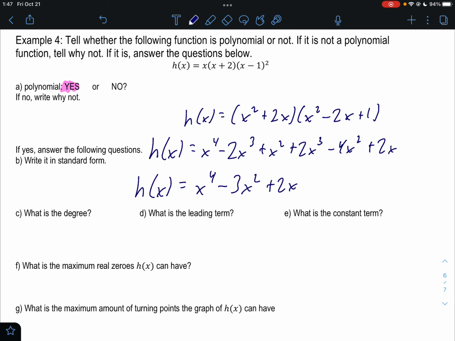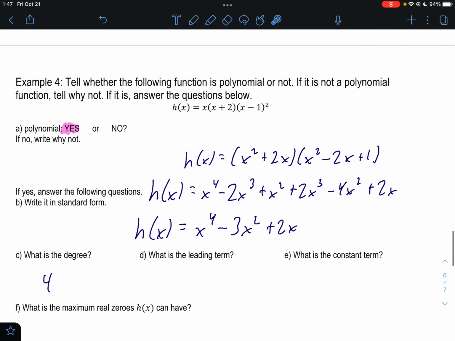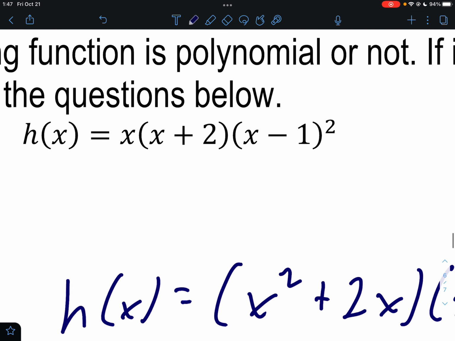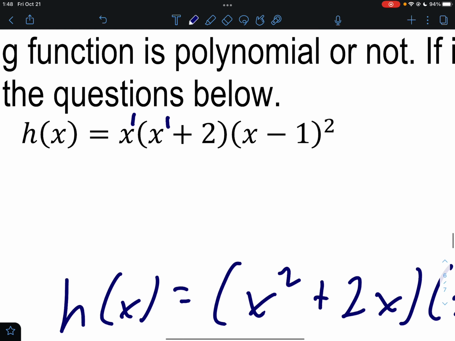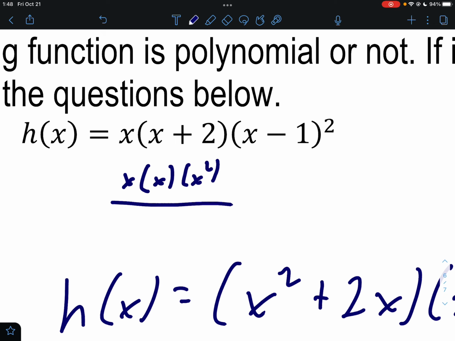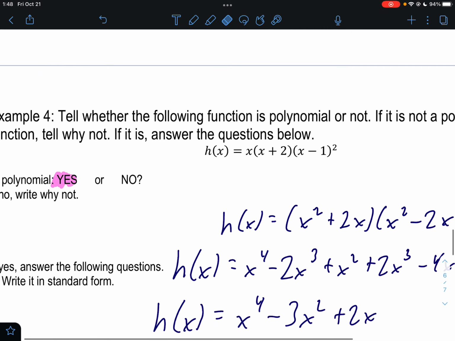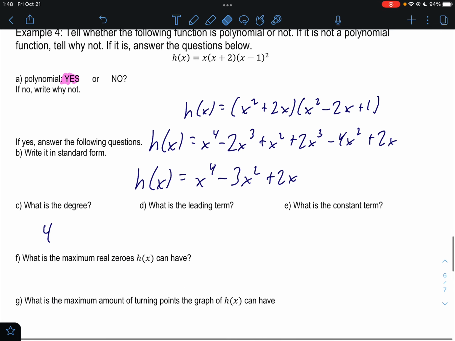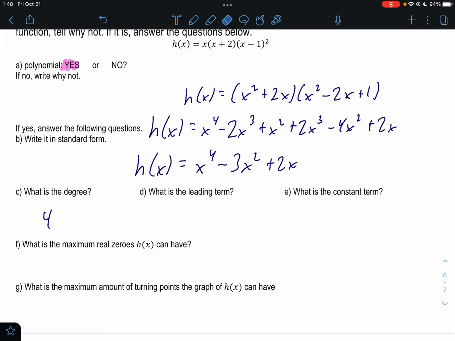What is the degree? Again, you want to look here, the degree is 4. How could we have gotten the degree from looking at this? This is x to the 1st, this is x to the 1st, this is x to the 1st squared, so it would be x to the 2nd, right? So we have x times x times x to the 2nd, which is x to the 4th. So you can actually get the degree from it not in standard form. But now we have it in standard form, so let's use that.